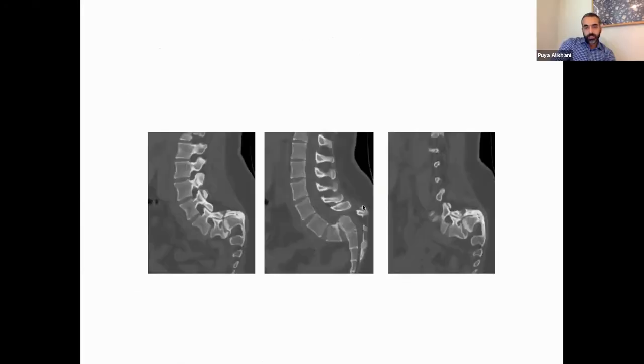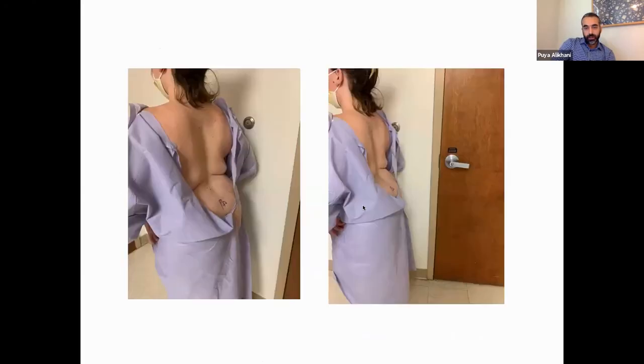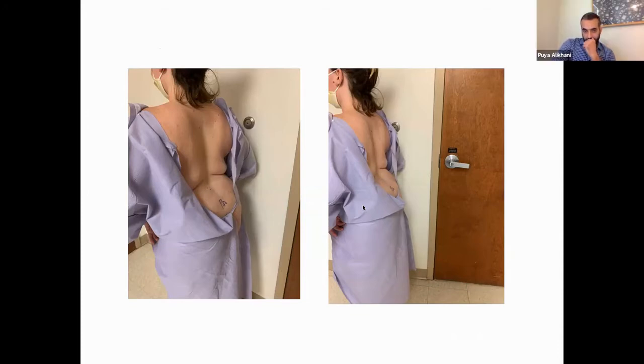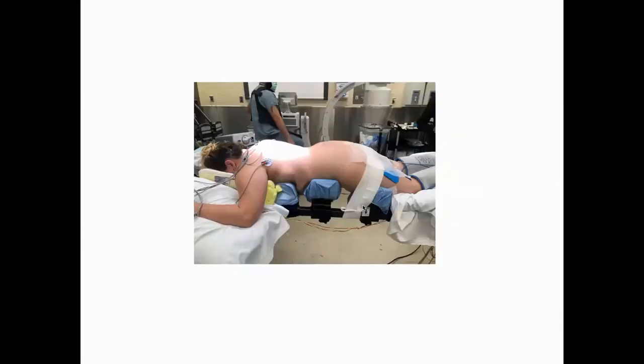So these are her images, CT, MRI. This is the way that she stands up. As you can see, she tries to keep her posture in good balance by retroverting her pelvis. She's increasing her pelvic tilt by pushing her pelvis back up to keep her head above her pelvis.